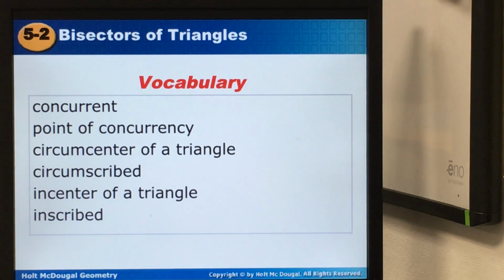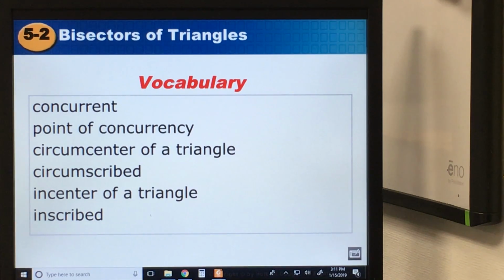Some vocabulary terms that you might want to take note of are concurrent, point of concurrency, circumcenter of a triangle, circumscribed, incenter of a triangle, and inscribed. So during our exploration activity, we were able to talk about what it means to be concurrent and what a point of concurrency is.